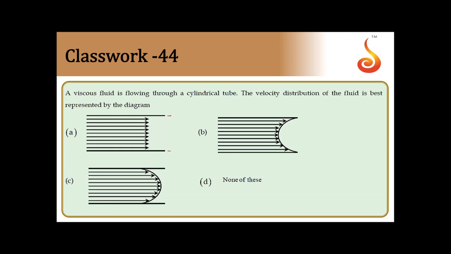So as you move away from the topmost layer, the velocity of the next layer will be greater, next layer will be even greater, and so on. Similarly, when you move from the bottom surface, it will go on increasing, so that the layer at the center will have highest velocity. So velocity is 0 for the layer which is in contact with the walls of the pipe, and it is maximum at the center. So the correct answer should be option C.